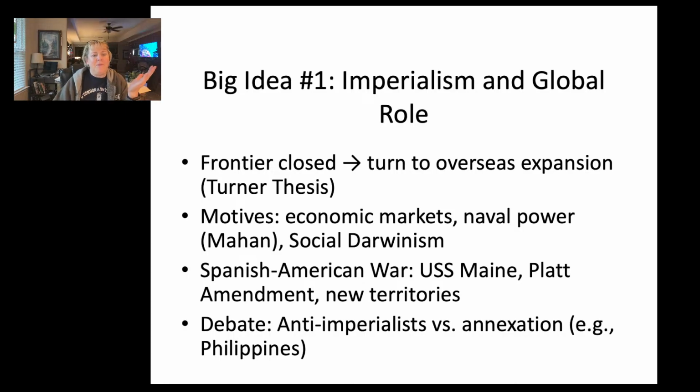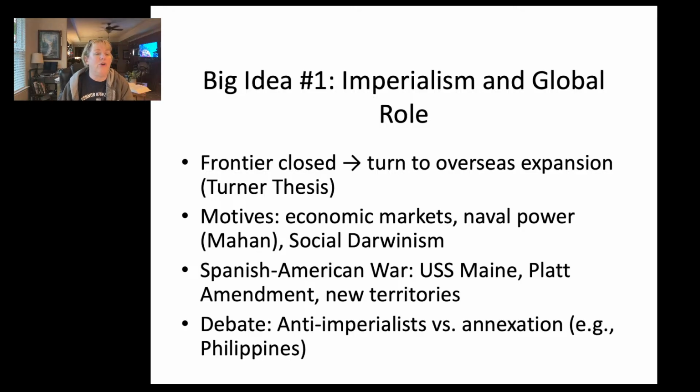Big idea number 1 is about imperialism. Essentially what happened, and we know this happened in time period 6, is that 1890 marked the closing of the Western frontier. Frederick Jackson Turner came out and said the frontier is closed. We can't expand anymore. Well, the problem is, we are a nation that likes to expand. Expanding and going west and going into new lands has always been part of our characteristic. So when the frontier was closed, well, that's really no problem.